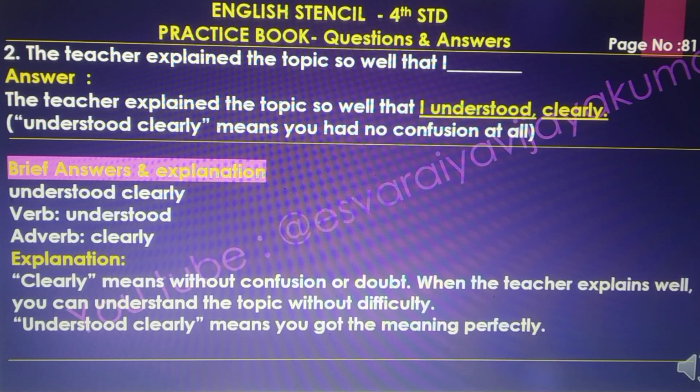The brief answer and the explanation of these questions. Understood clearly: verb is understood, adverb is clearly. Explanation: clearly means without confusion or doubt. When the teacher explained well, you can understand the topic without difficulty. And understood clearly means you got the meaning perfectly.